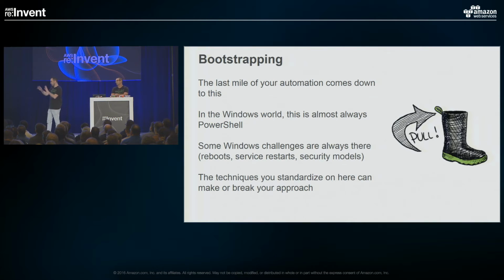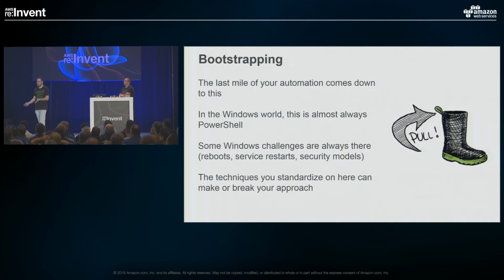Then after you have all these resources in place through CloudFormation, all these AWS resources and services, the last mile really here now is the bootstrapping. So in the Windows world, it's mostly PowerShell. And that's really what we try to use at all times in Windows, because it's a first-class citizen in the Windows world. There are some challenges also with things like reboots, service restarts, and some of the different security models that you have to accomplish with your bootstrapping. I'll have some examples of that.